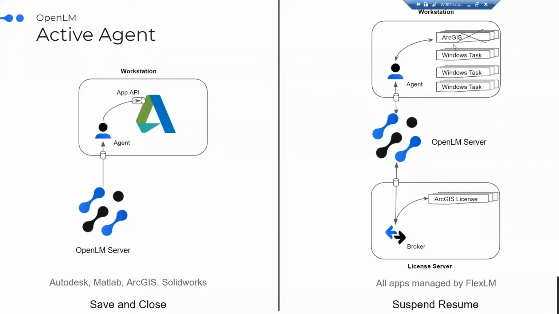Thus, when the user gets back and wants to keep working, wants his license back, he simply clicks a button, and that's it. He gets the license that he needs. The application gets reactivated, provided that there is an available license in the pool.